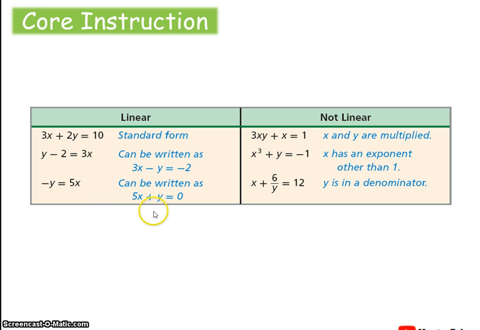That's in standard form. Unlike the nonlinear equations over here, where we've got x and y being multiplied together. That's not linear. We've got x raised to the third power. Remember, if it's linear, all the exponents are 1. And then here, the y is in the denominator. That can't be the case.